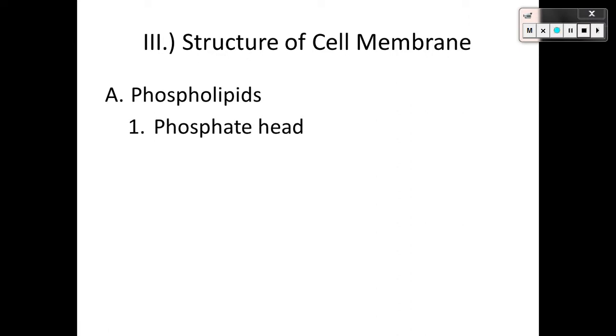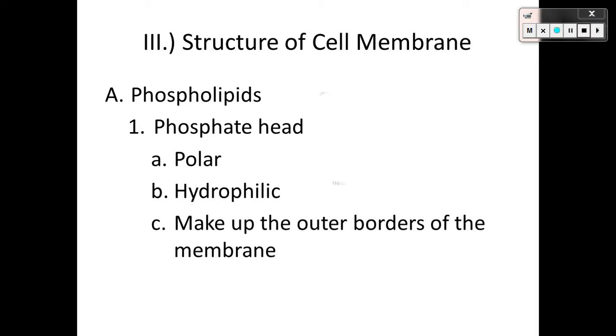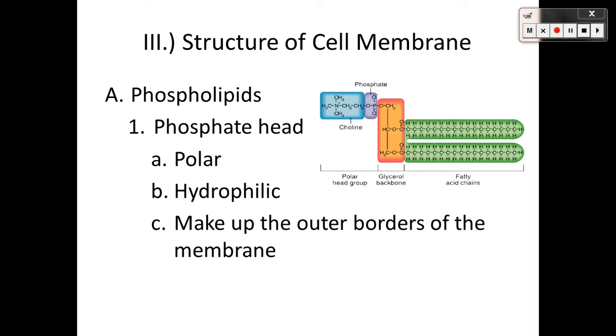Its first component, we say, is a phosphate head. So this phosphate head, if you'll recall, is polar in nature, meaning that it is attracted to water. When we say it's attracted to water, we mean it is hydrophilic, right? Water-loving. So it is going to be the component that makes up the outside border of the membrane. It's going to be all the little circles as you saw in the other picture on the outside. Because remember, water is on the outside of our membrane, so our hydrophilic phosphate heads are what's going to be touching that water.